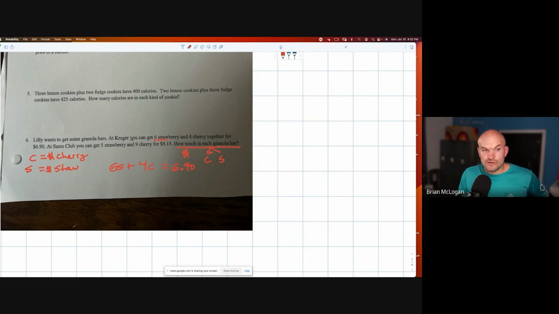Okay, that's for Kroger. And then for Sam's Club, I have 5 strawberry bars. How much do they cost? I don't know, but whatever they do cost, I'm going to multiply it by 5. And then for cherry, I don't know how much they cost, but I have 9 of them. So whatever they cost, I'm going to multiply that by 9. And total, that's going to be $9.15. Boom. That's kind of just like the first one.